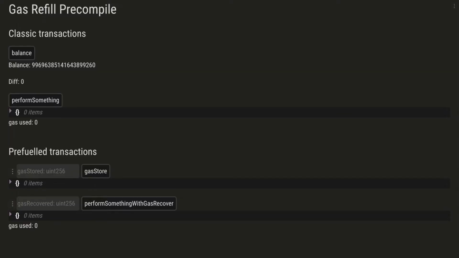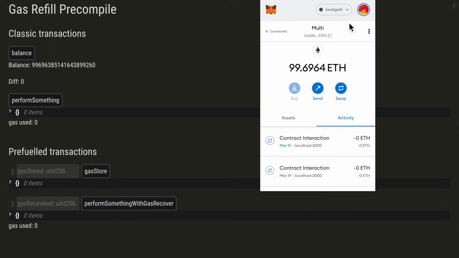This is a dApp that exposes 3 contract functions. The first function performs something, just stores 10 new slots in the contract storage and charges the sender the full price, just like a normal transaction. The gas store function allows a user to send gas into the account of the smart contract through the gas refill precompile. This gas will be used for the perform something with gas recover function and will pay for part of it or all of it. We are running this dApp on a local modified Geth node with an implemented gas refill precompile.